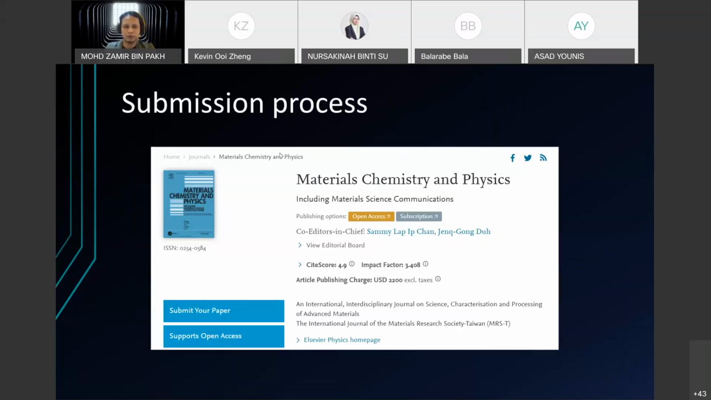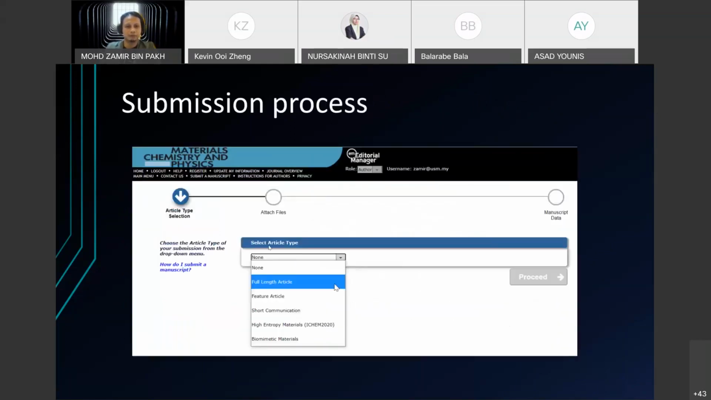Dr. Maryam will show you. For example, if you want to submit to Materials Chemistry and Physics, MCP, this is a Q2 journal indexed by WoS, with an impact factor of 3.4, you can see 3.408. You can go to submit your paper here, and then you'll come to this page for this particular journal. You'll see a different page, of course, for other journals.